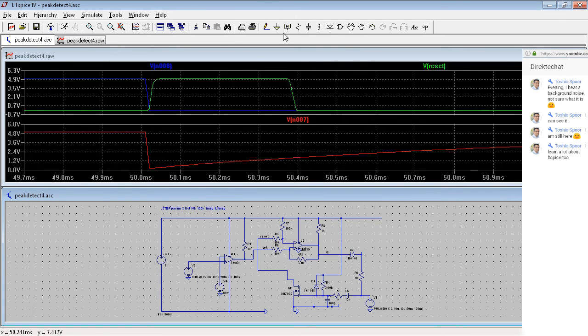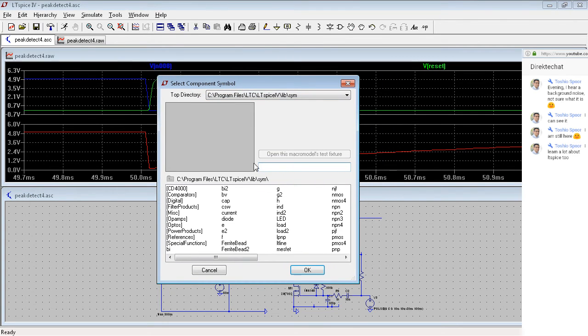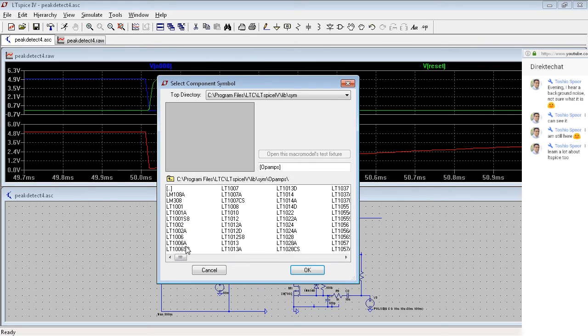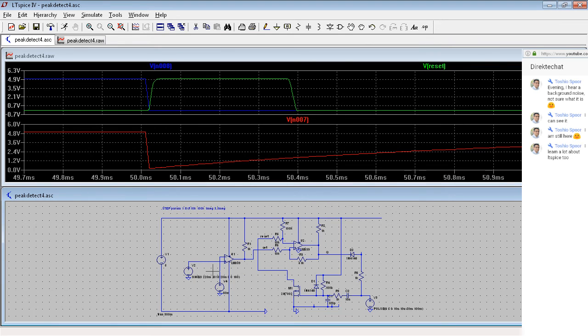And with free tools, if you press component up here and look at the operational amplifiers, you get, of course, their own ones. They want you to pick those, of course, but you can make your own models. Everything here is just a model. So, yeah.